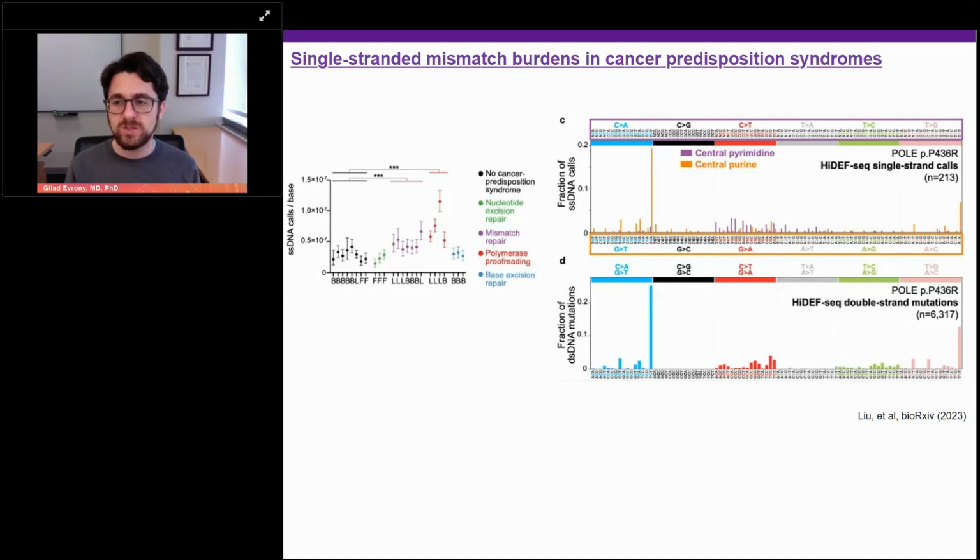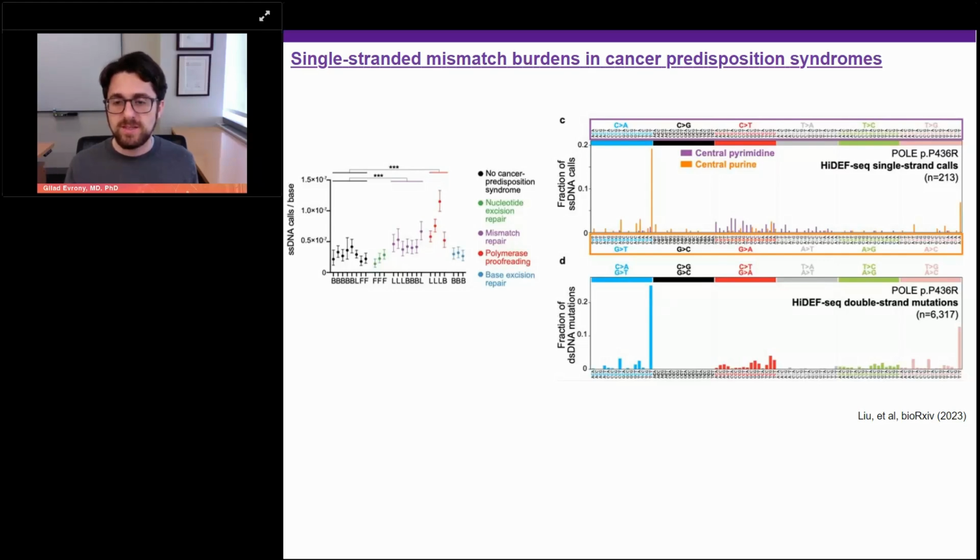and at the top you can see the single-strand calls of an individual with a polymerase epsilon mutation relative to the double-strand DNA mutation pattern of that same sample. And at the top, because we're now looking at single-strand calls, we actually have to show the pattern of all possible 192 changes to the DNA. We color the two-strand changes in purple and in orange.